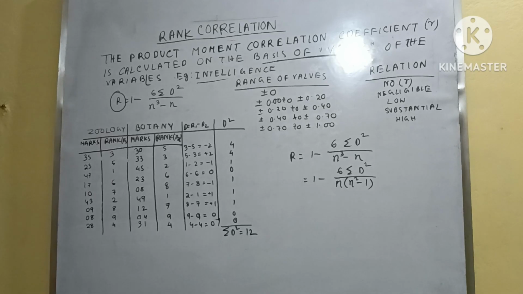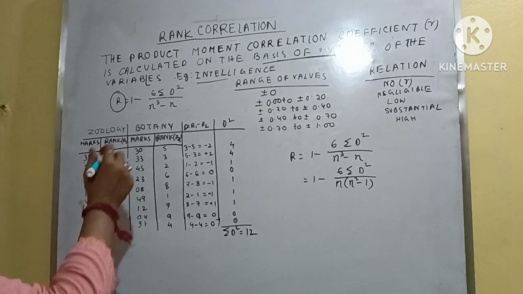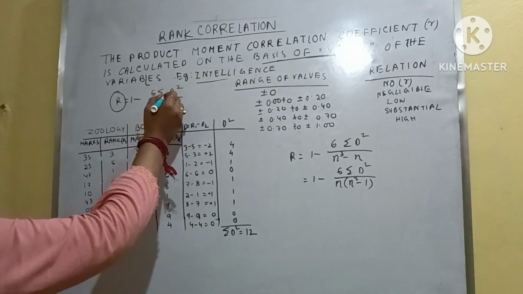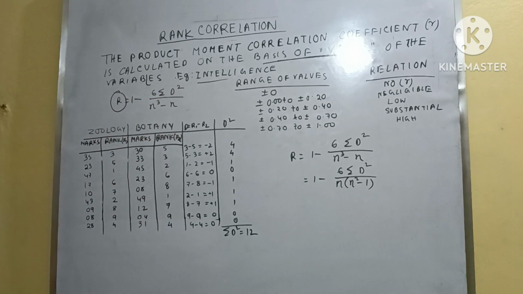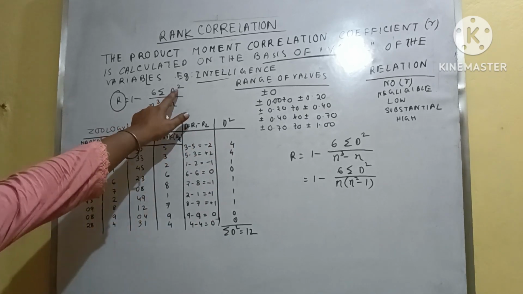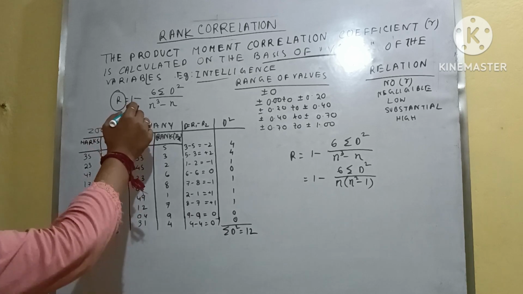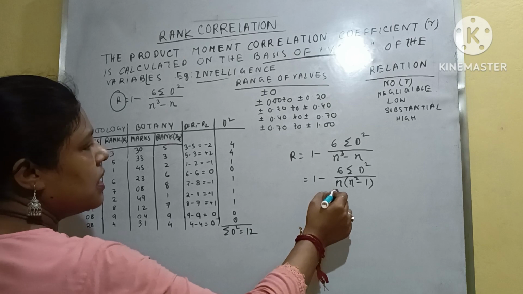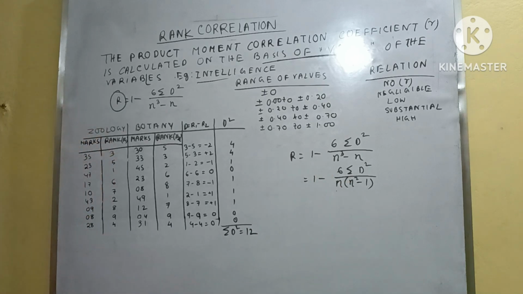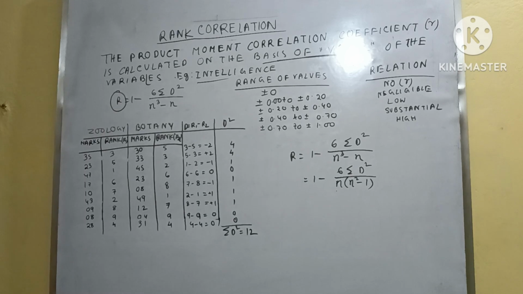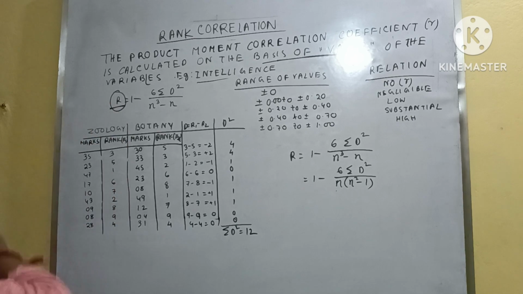So how do we calculate the R value? This is the formula: 1 minus 6 summation of d square, divided by n cube minus n, or n into n square minus 1. Here d means the difference between the ranks of the two variables, and n is the number of pairs. This is the formula by which we can calculate the R value.